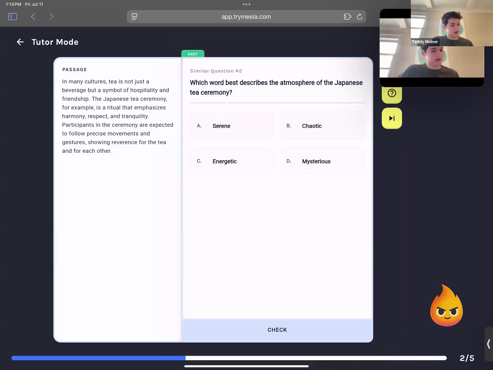And MEELA generates a question for us that's relatively similar to the first. So I'll give you guys 30 seconds for this. This is a vocabulary and context question. So you're going to have to know what these words mean. And if you can't, I'd encourage you to read through the passage and see if you can determine the meaning from the context in the passage. We'll give you guys 30 seconds.